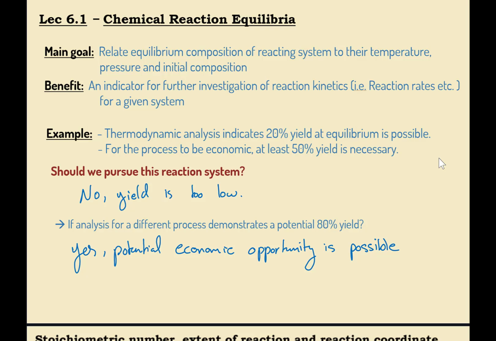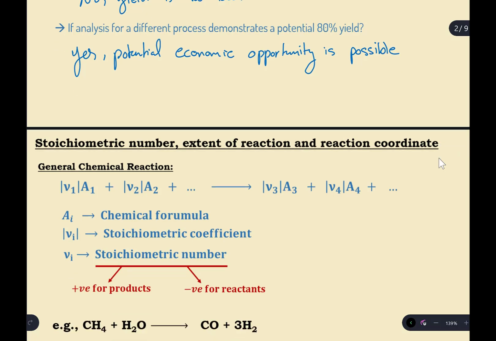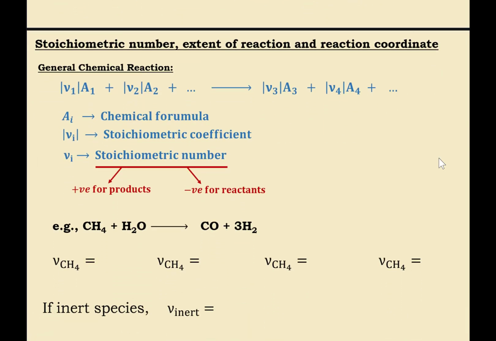Now we're going to get into actual variables of reactions. Alright, so stoichiometric number, extent of reaction, and reaction coordinate. These are three variables that we're going to go over today and make sure you understand them so later on we can use them. So here we write the general reaction, which is the following. We've got this coefficient multiplied by A1, my reactant 1, plus second coefficient multiplied by A2, and so on, and then these would be what?